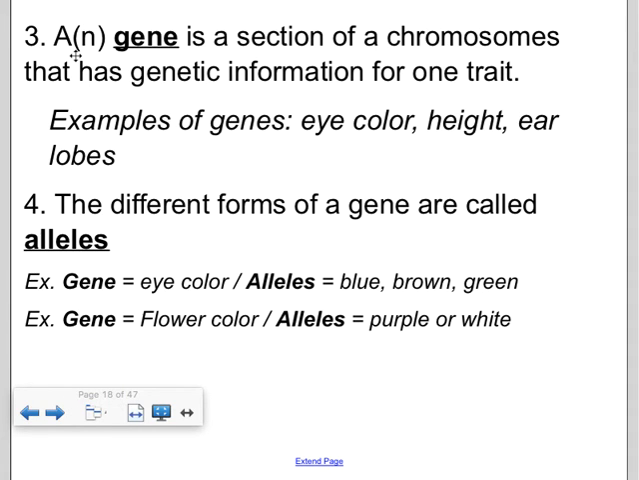Wow. Okay, so genes. Genes are segments or sections on a chromosome, and we have 46 chromosomes, but you have over 20,000 genes that code for your traits, okay? So it's just the genetic information that codes for that trait. Examples of genes. Like I said, there's 20,000 in us. We have eye color, height, earlobes, dimples, dimple chin, widow's peak.